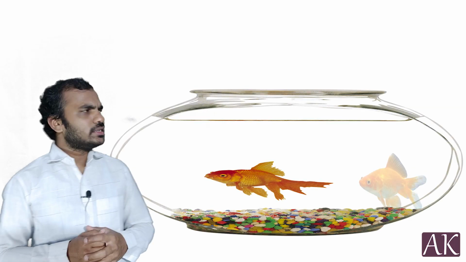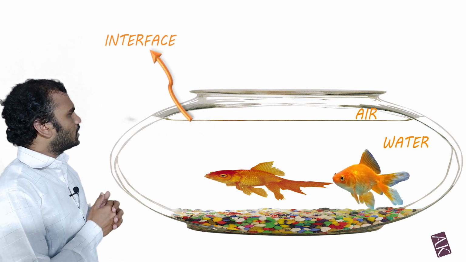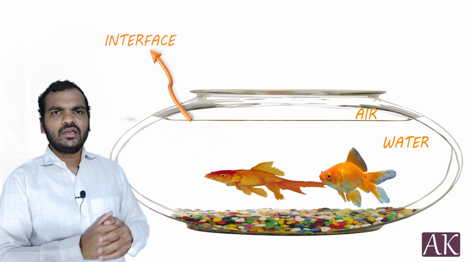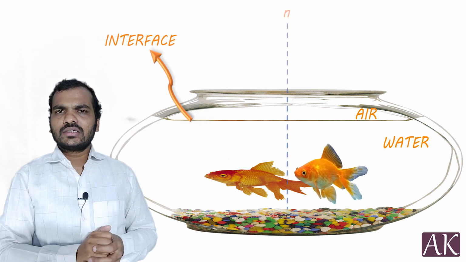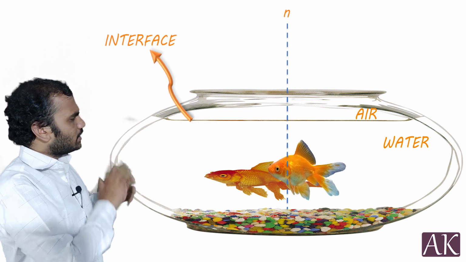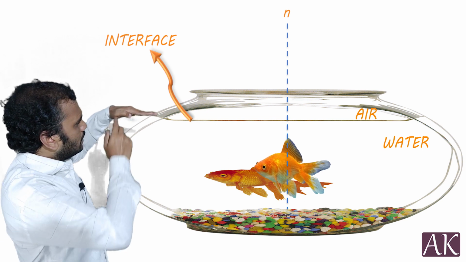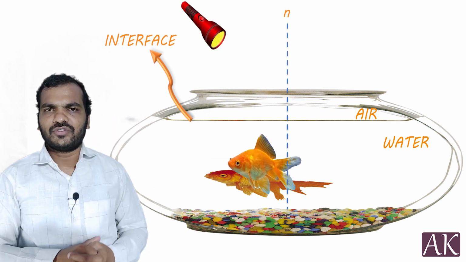Alright, consider an aquarium in which we have water up to a certain level. In this, if you take a particular normal, you can see clearly that water is up to a certain level, below is water, and above is air. So that layer forms the interface.